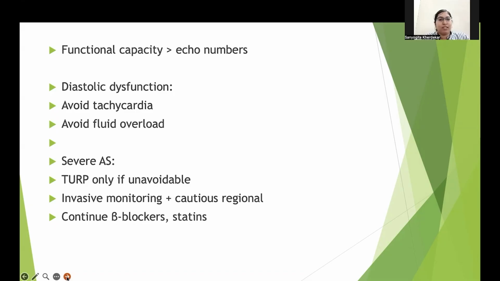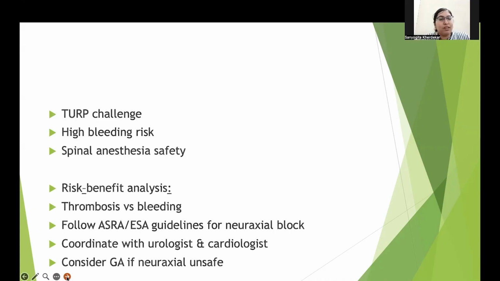And then the medications that have to be continued: beta blockers, statins. Look at the thrombotic risk of the patient. In TURP patients who are already receiving anticoagulants, there is a high bleeding risk. With spinal anesthesia, again, there is a risk with regional anesthesia, neuraxial anesthesia. So in cases of patients receiving anticoagulants, weighing thrombosis versus bleeding, you have to check all of the medications the patient is on and follow ASRA guidelines for stopping or continuing them. It is better to have a multidisciplinary approach, coordinating with the urologist and cardiologist. And at last, if the neuraxial is unsafe, you always have the option of GA.